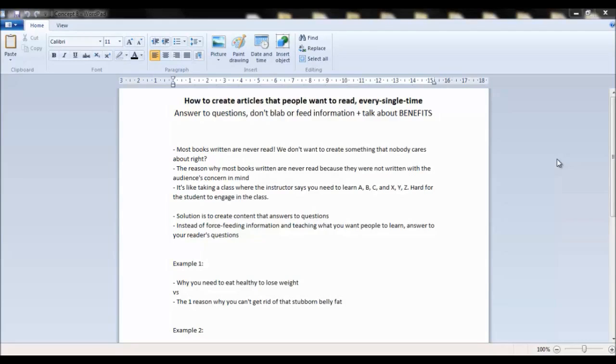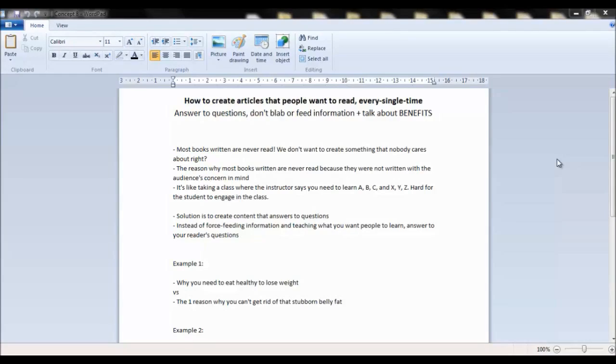Concept 8: how to create articles that people want to read every single time. Now, this is about answering questions and not blabbing and feeding information. And it's also talking about benefits. Okay? So, most books that are written are usually, well, never read all the way through, right? We don't want to create something that nobody cares about. So the reason why most books written are never read is that they were not written with the audience's concern in mind. In other words, these books aren't written in a way that answers the questions.